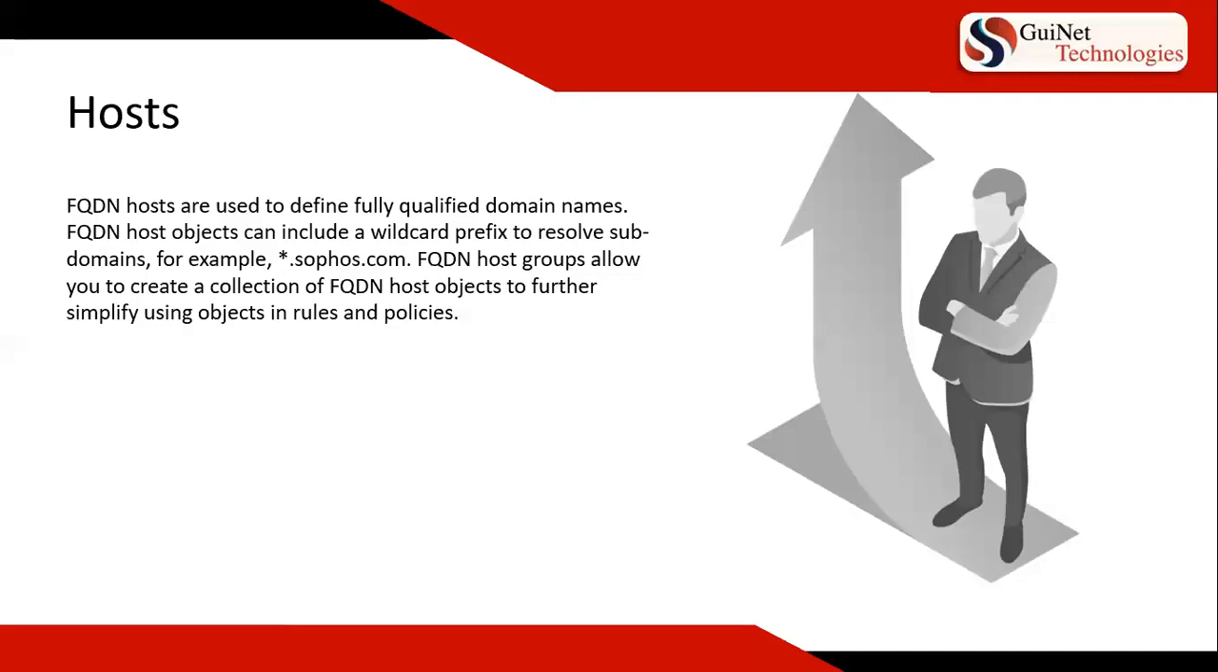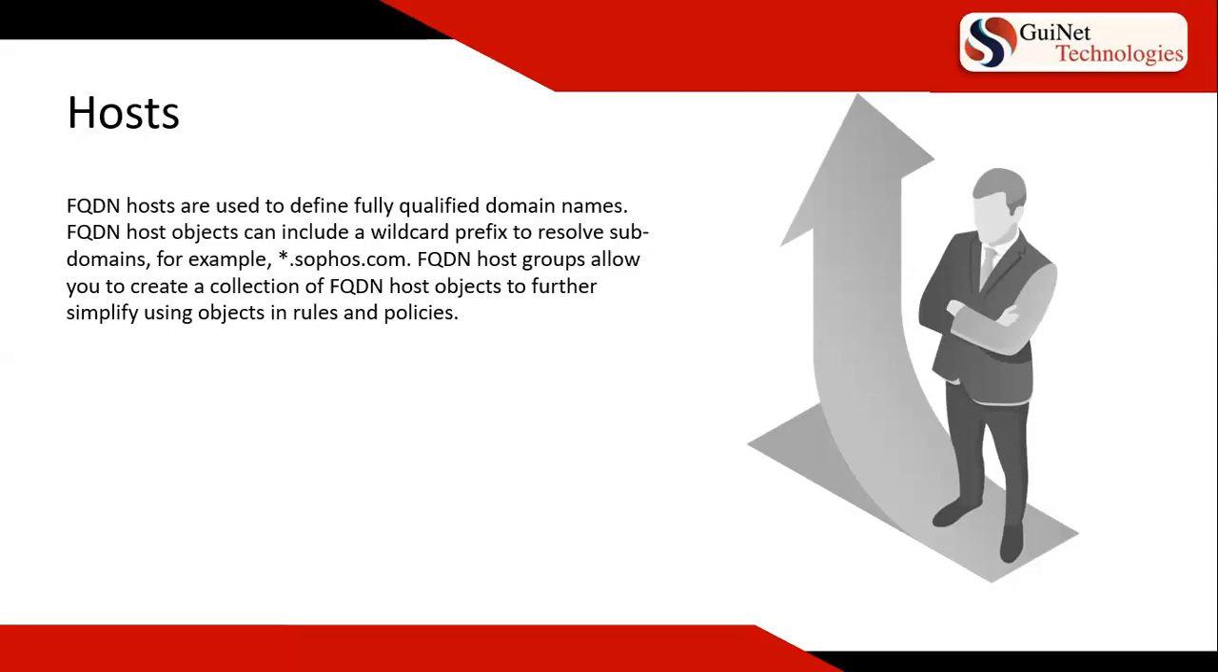So FQDN hosts are used to define fully qualified domain names. So FQDN host objects can include a wildcard prefix to resolve subdomains, for example star.sophos.com. So wildcard is just this, right? You can use this star like in star.google.com and so on. The wildcard will also be supported. It will help you to resolve their subdomains, and you can use the FQDN host in the firewall rules. Okay, let's say Office 365, Outlook.com and so on.